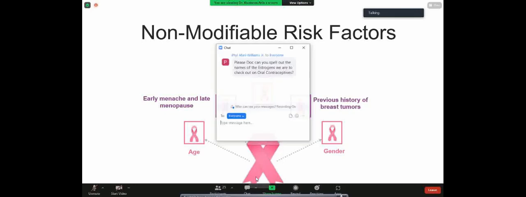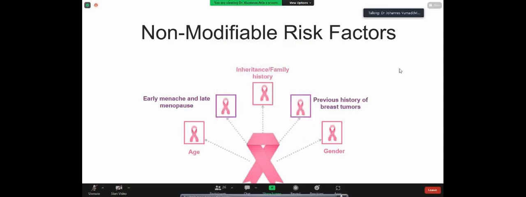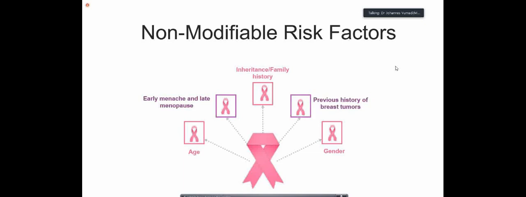And then gender, the fact that you are female alone is a predisposing factor to developing breast cancers. In Ghana, about 98% of those who present with breast cancers are females, and only 2% of them are males. It's basically because females have a lot of fatty deposit inside their breast. So at a certain age of their life, these fats are converted to estrogen.